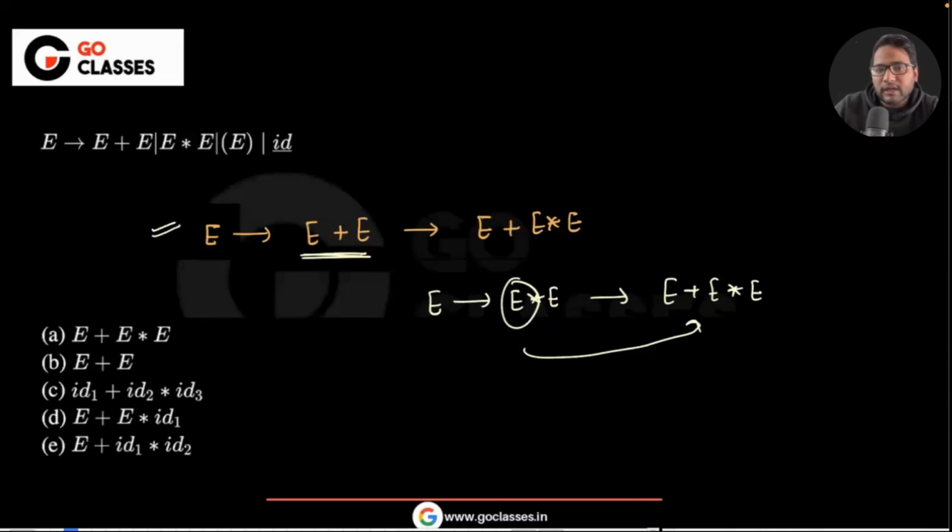So now can you tell me the handle? What is the handle here? What has just got reduced, right? E plus E has just got reduced. So you will say E plus E is the handle, isn't it? Let me just put a square bracket on this. E plus E, right? E plus E is the handle. Okay, understood? Okay, great.